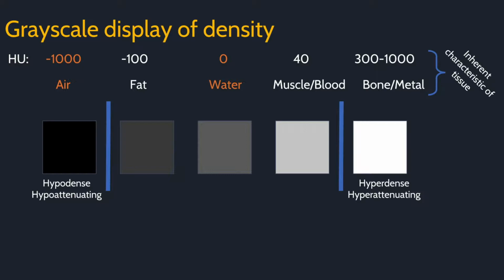If you think of water as your anchor point, ask yourself, is this more dense or less dense than water? For example, fat is less dense than water, so it'll be darker, and bone is more dense than water, so it'll be brighter. However, the human eye can only differentiate a finite grayscale, so we have to display that density information in a way that is useful.